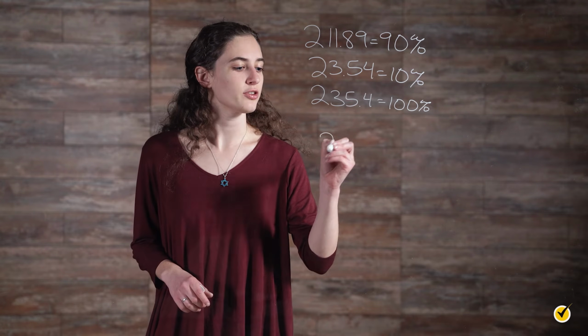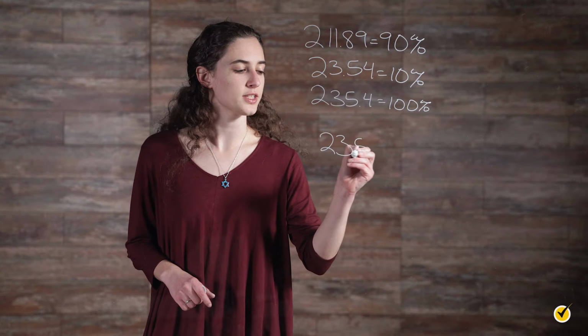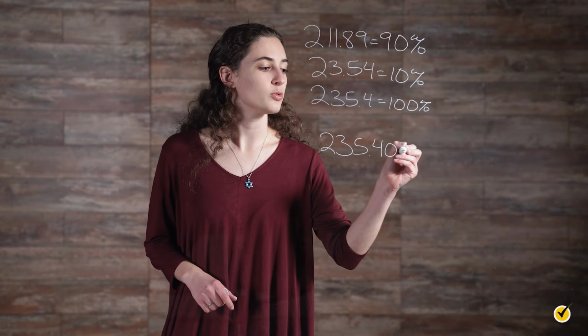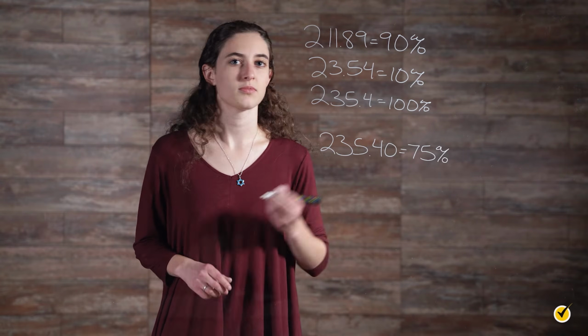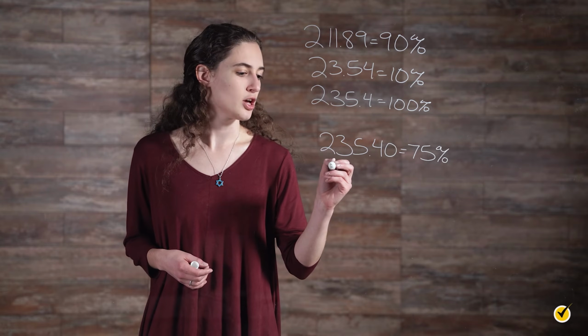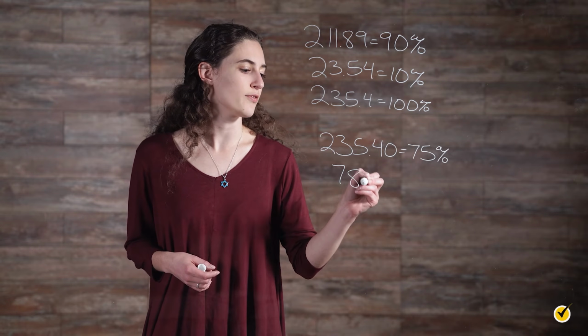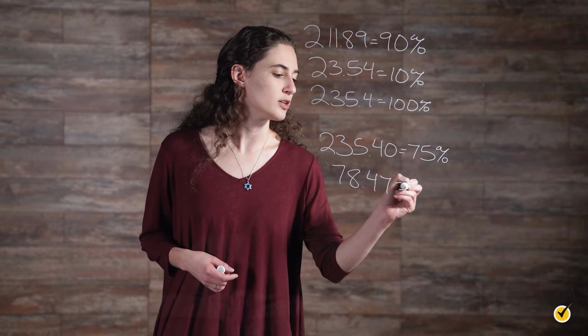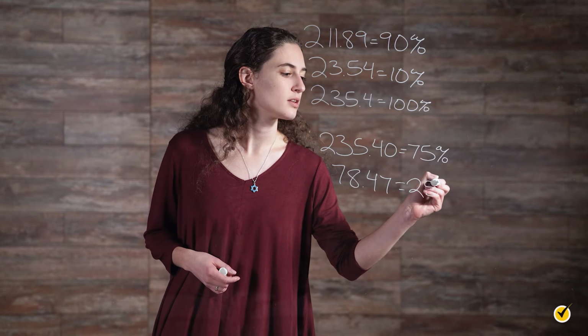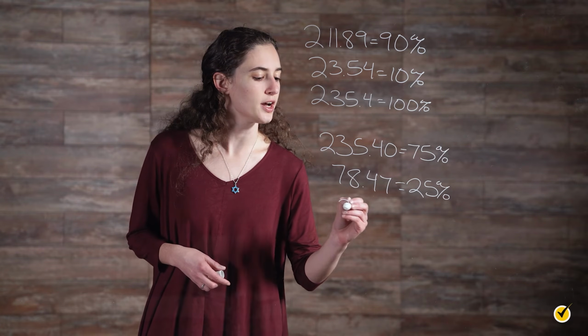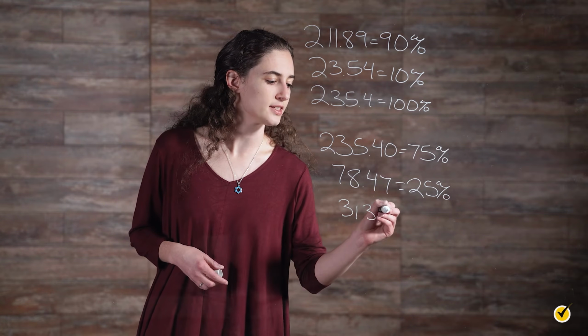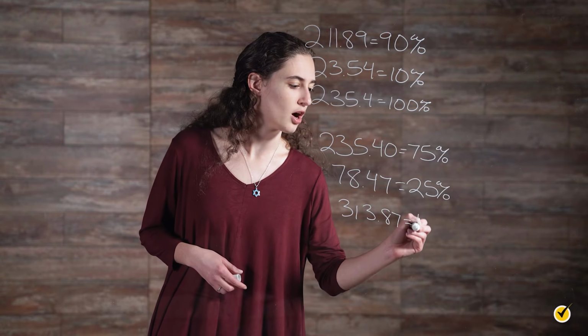So 100% of the sale price equals 75% of the original price. So we have $235.40 is equal to 75% of the original price. From here, if you divide each side by 3, you'll get $78.47 is equal to 25%. Then we'll multiply both sides by 4 to get $313.87 is equal to 100%.